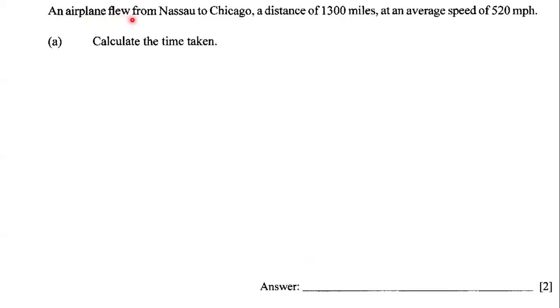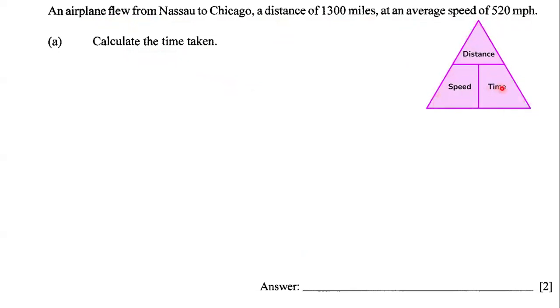An airplane flew from Nassau to Chicago, a distance of 1,300 miles at an average speed of 520 miles per hour. Calculate the time taken. Now, in order to answer this question, we're going to use our speed, distance, time triangle.